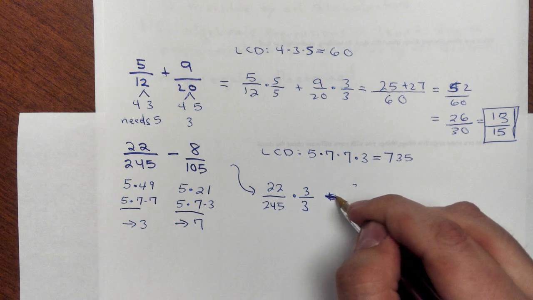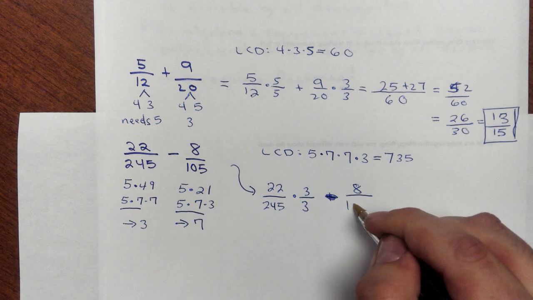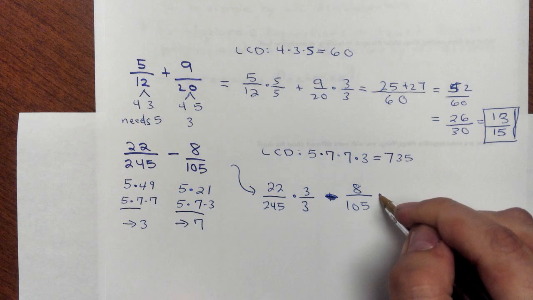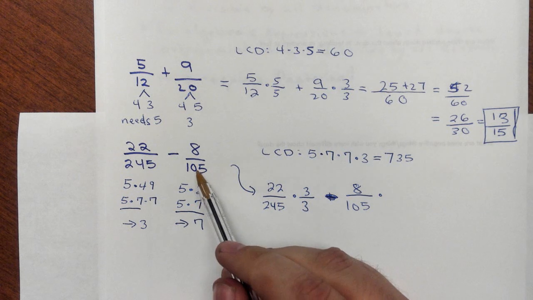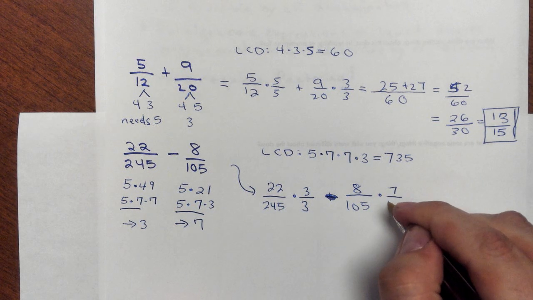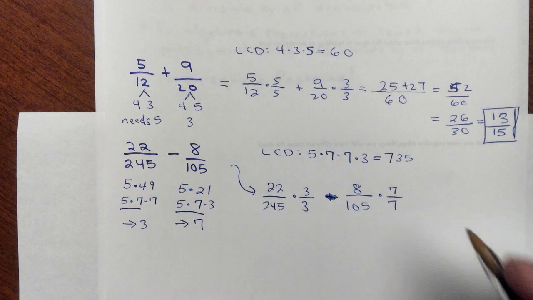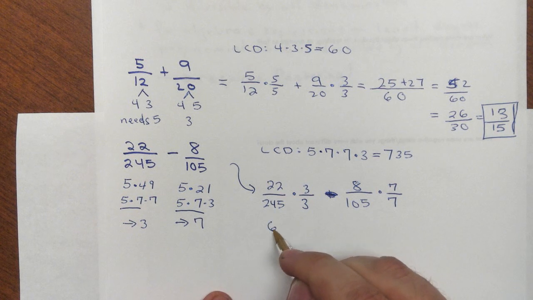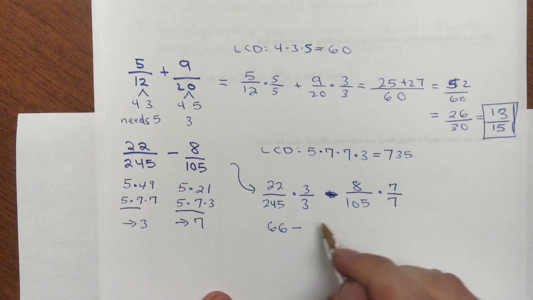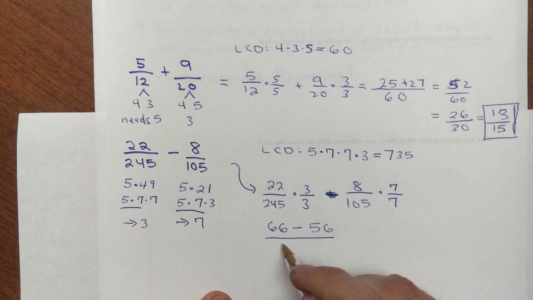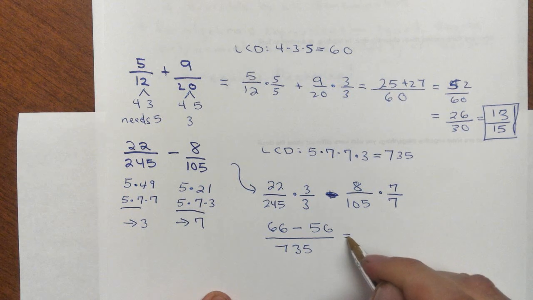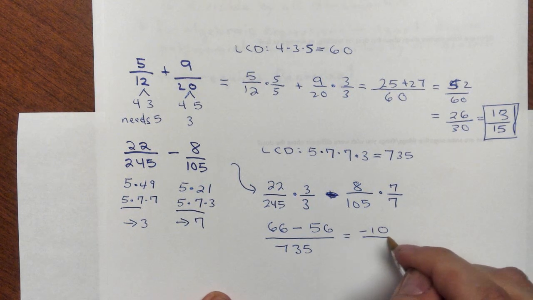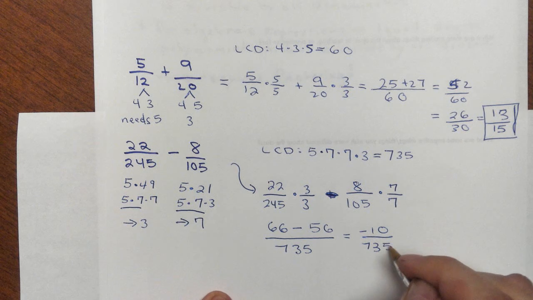Minus, not plus, minus 8 over 105. Well, 8 over 105, 105 was missing a factor of 7. So I'm going to multiply in a 7. So when I do this, what do I get? Well, I get 66 minus 56 over 735, or negative 10 over 735.